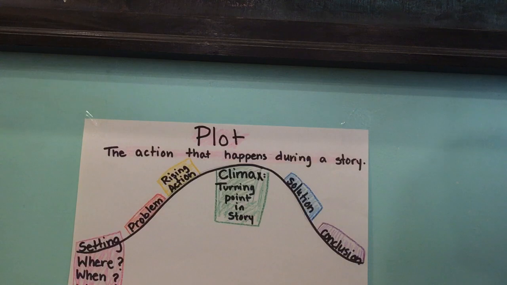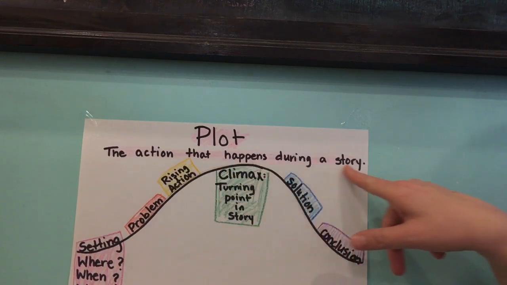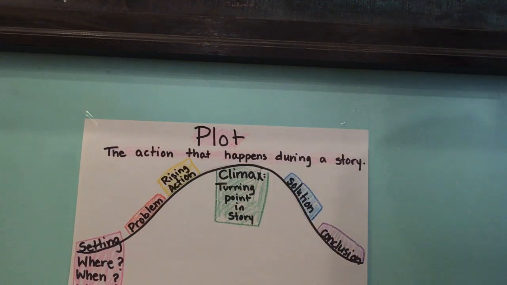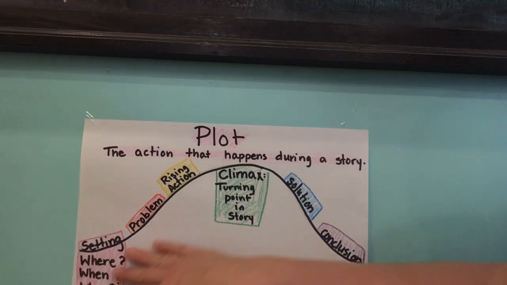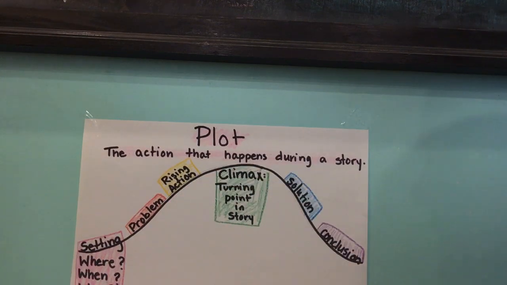So before we get going on our story today, we're going to look at what plot means. Plot is the action that happens during a story. This is everything that happens in a story, and if you think of any story, they all have something like this. Sometimes it's a lot more pronounced and really obvious, and sometimes it's a little hard to see.